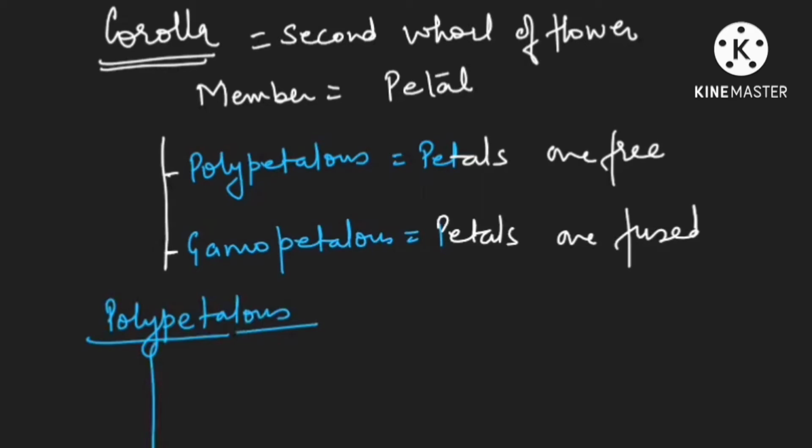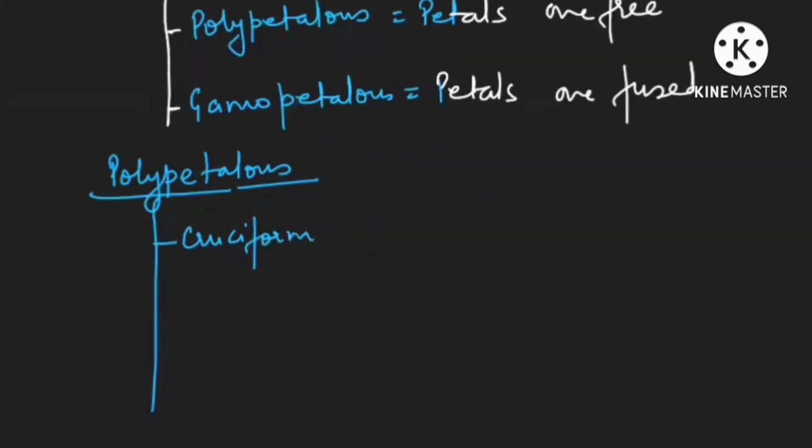They can be cruciform corolla. Cruciform corolla means the petals will be 4, and it is seen in the mustard family, which is also known as cruciferous. This is the way they make a cross-like structure. So this is known as cruciform corolla. Example is your mustard.